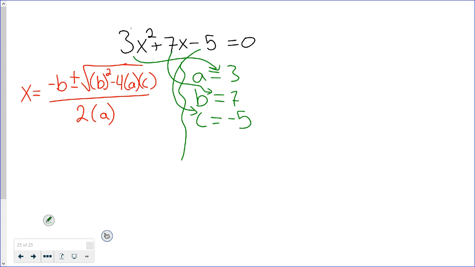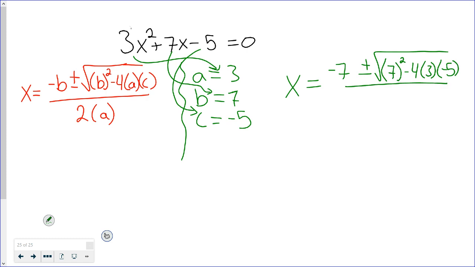So we'll go through and do it. It'll say x equals -b. Currently I have a +7 here, so I'm going to say -7. If it was -7, I'd make it a +7. So we're just switching signs. Plus or minus the square root of b squared minus 4 times a, which was 3 in this case, times c, which is -5, all over 2 times a. 2 times a, which is cool.